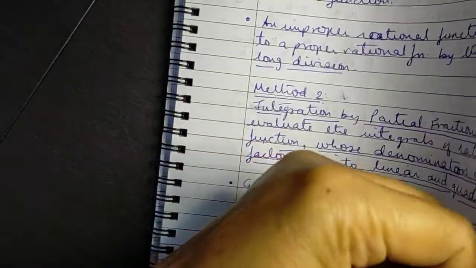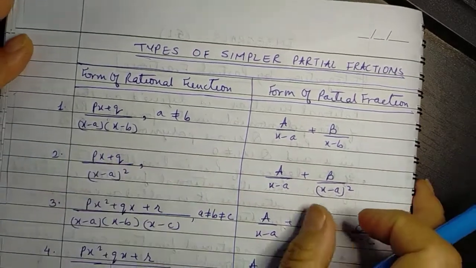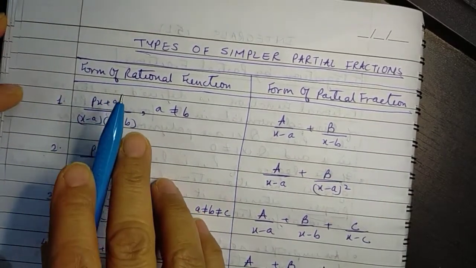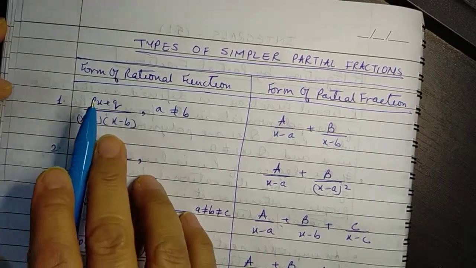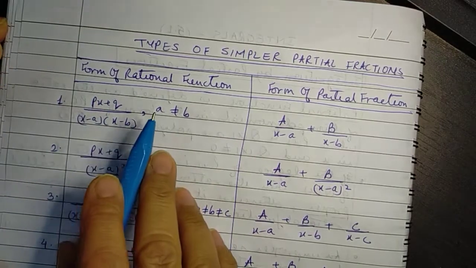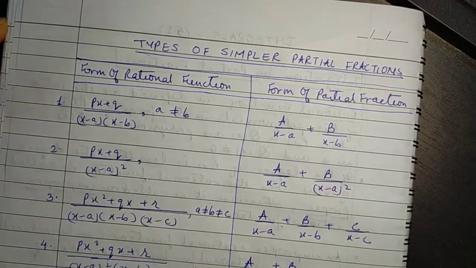We will first consider the various types of simpler partial fractions. The first kind of function is one where we are talking about proper rational functions. Either we are directly given it in the proper form, or we convert it to proper form, and then we do any of these steps.